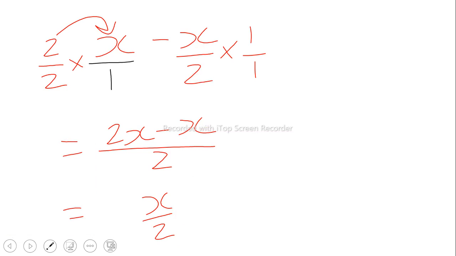And that makes sense because, think about it. If you have a quantity and you subtract half away from it, you still have half left.